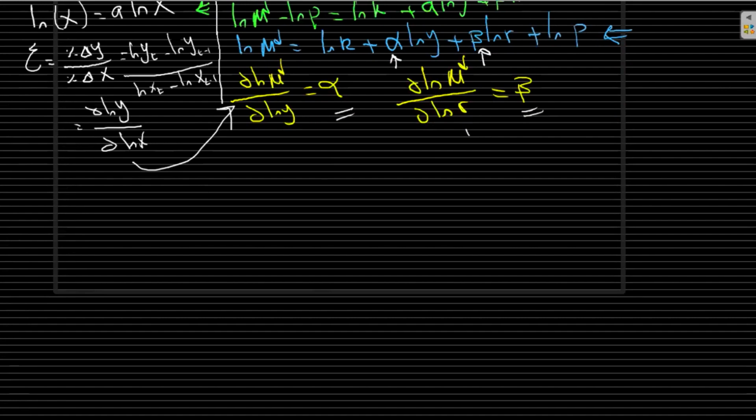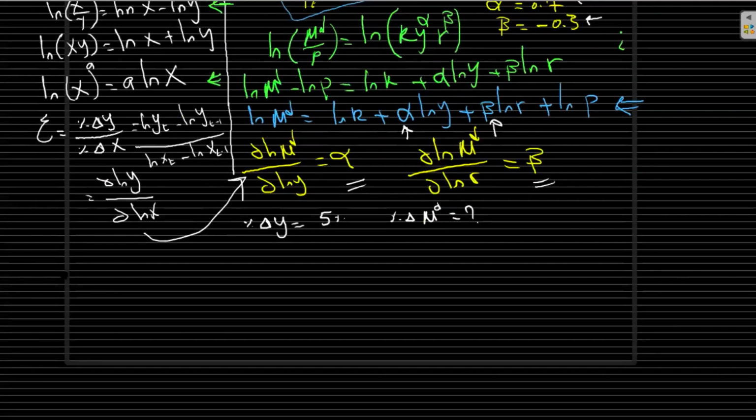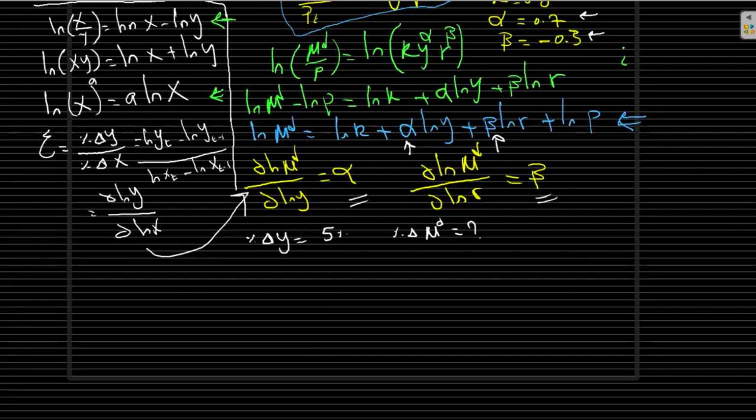So what we have here is the question saying, if you know that the percent change in Y equals 5%, how much would the percent change in money demand be? This is basically what the elasticity means. We already know the elasticity, this alpha. How much is it? Yes, it's 0.7. So we know already that it's 0.7.